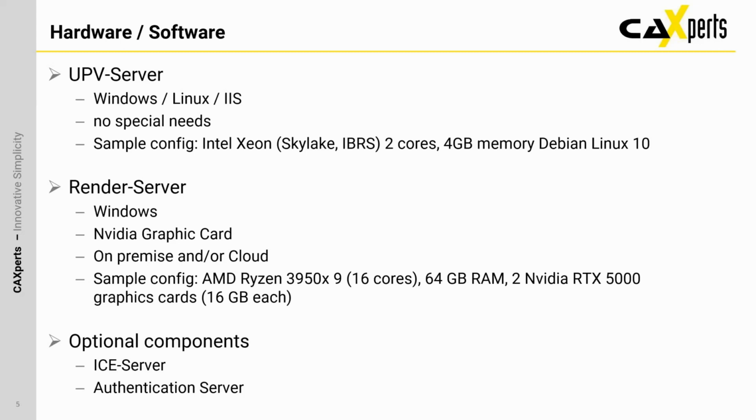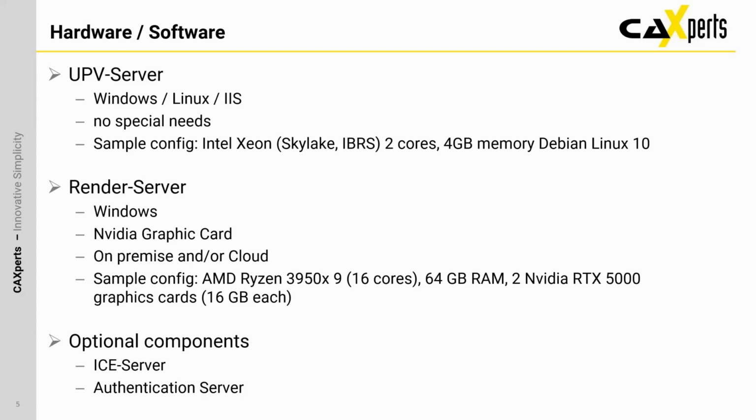The render server, that is the big guy that renders the model. This needs to be a Windows machine. It needs to have an NVIDIA graphic card. You can have your own one on premise, or you can have one in the cloud like Azure or Oracle Cloud. And also a mixed mode is possible. So you can connect multiple render servers to one UPV server at the same time, regardless if they are on premise or in the cloud.